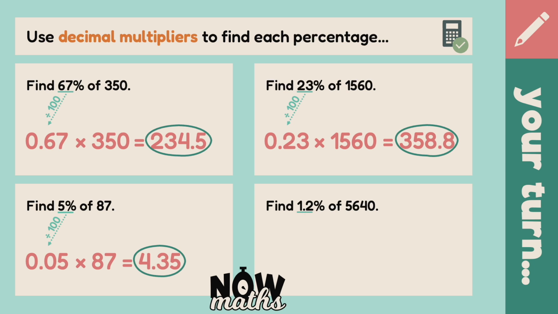And finally, 1.2% as a decimal is 0.012, so we multiply 0.012 by 5,640 to give us a final answer of 67.68. Now we're going to take a look at how to increase an amount using decimal multipliers.